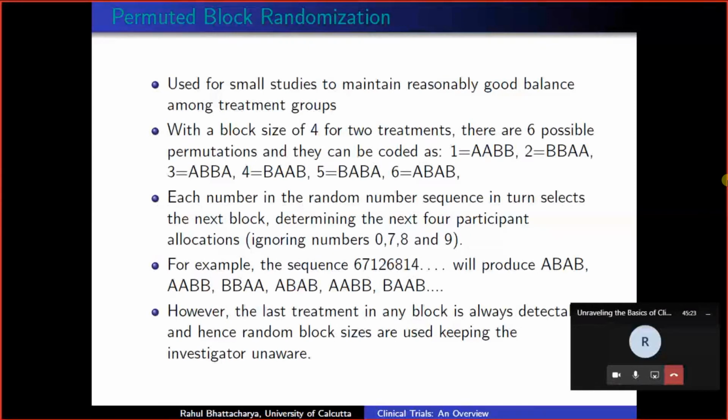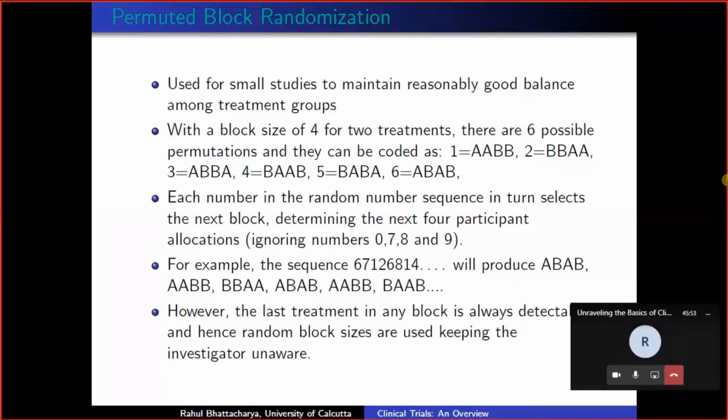Now if your number is 6, it means you choose the possible permutation ABAB. So for the first block of 4 treatments, the treatments are assigned. Okay, now if your second number is 7, you need to discard it. Then if your third number is 1, then the next 4 patients are assigned in the form BBAA. So these are the treatments assigned to the next 4 patients. So likewise, these are done.